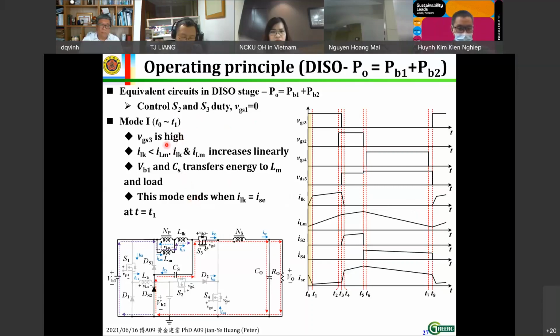When VGS3 is high, the ILK is smaller than ILM, and both ILK and ILM will increase linearly. So the energy from the VB1 and CS will transfer to the LM and load. This mode ended when the ILK here equal to the secondary side current, which means the ICS equal to 0 at T equal to T1.